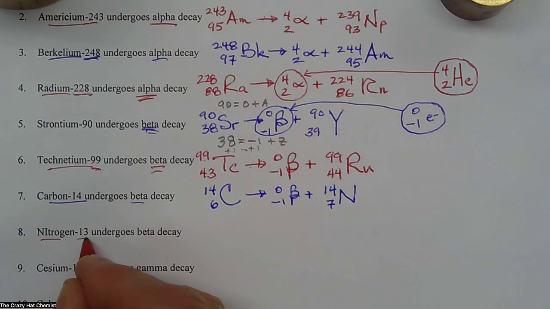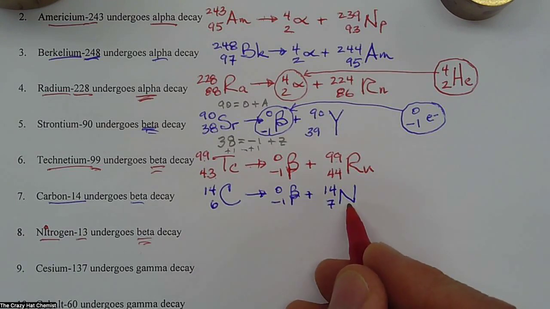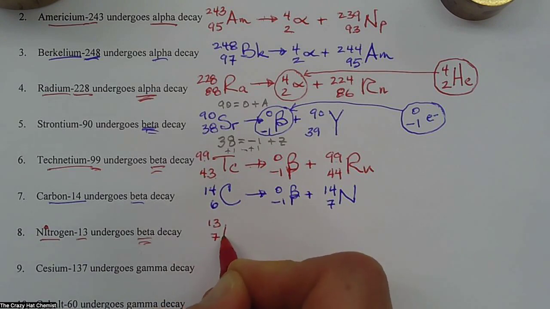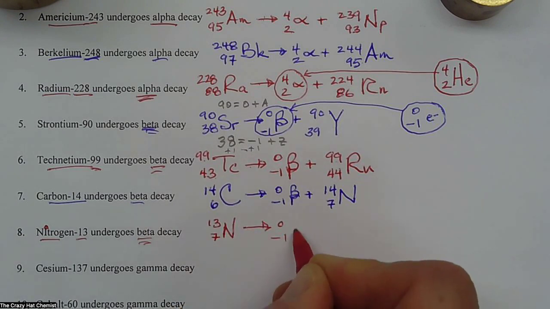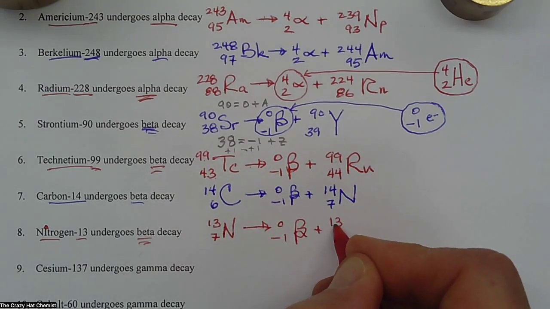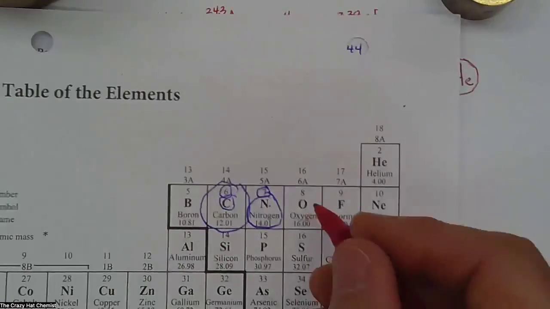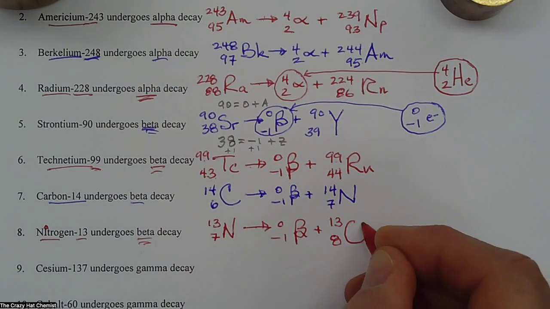We have nitrogen 13 undergoes a beta decay. Okay, so nitrogen, we have nitrogen 14 and there's nitrogen 13. So we're going to say 13, it's element number 7 and it's an N. And it's going to undergo beta decay. And there's our beta symbol. 13 is equal to 0 plus what number? 13. And 7 is equal to -1 plus what number? That would be 8. So what is element number 8? Element number 8 is, oh yes, none other than O for oxygen. Okay, so that would be just like that right there.